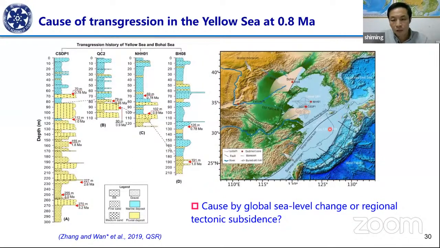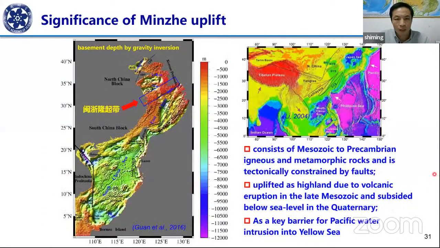We know that during the Quaternary, global sea level fell, especially since around 1 million years, based on sea level reconstructions. So it cannot explain the large-scale transgression in these marginal seas. It can only be influenced by regional tectonic subsidence. So what caused this regional tectonic subsidence? We suggest the Minzhe uplift zone played a significant role in this sea level change.